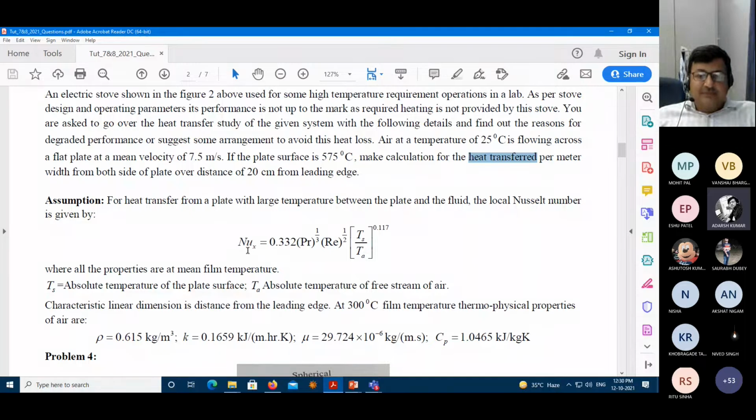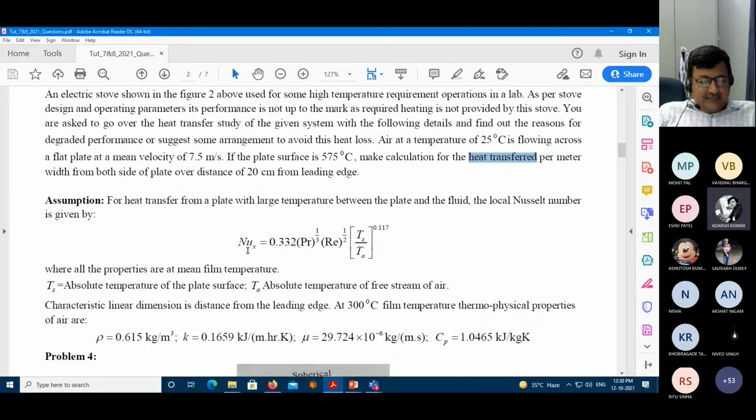What is the density for the Reynolds number? Density is given here: 0.615 kg per cubic meter. Good, very good. Then what is the velocity? Velocity is given as... Huh? Velocity, not viscosity. 7.5. Very nice.